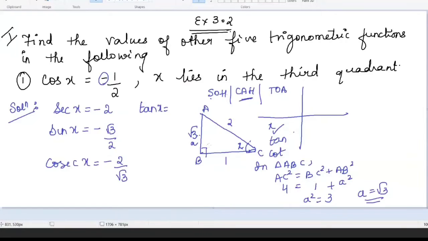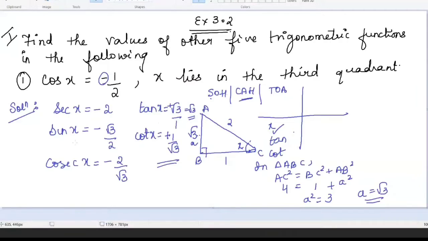So it is root 3 by 1. So here you are getting root 3 by 1, plus, okay? So this sign is plus. So root 3 by 1 is nothing but root 3 only. And you have the last one, cot x. Cot is also positive. So the reciprocal of root 3 by 1 is 1 by root 3.